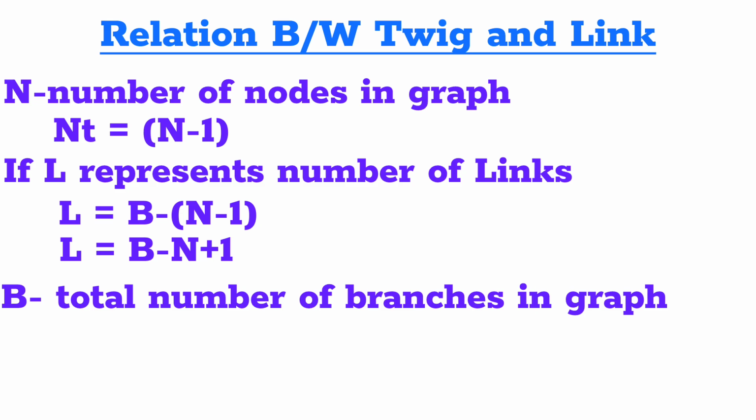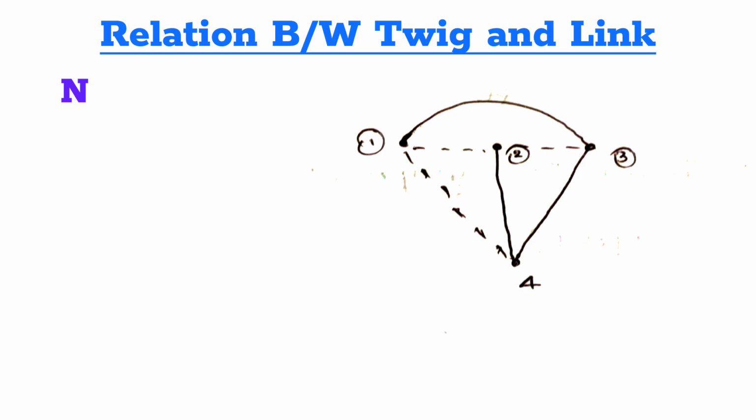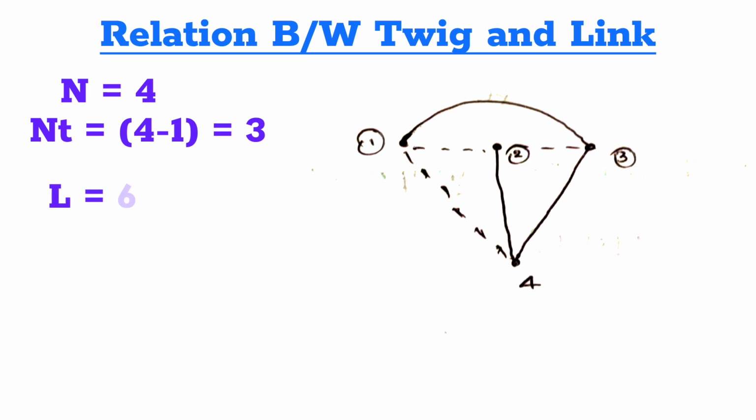Hope you understood. Okay, let us calculate for this graph. Here the number of nodes is 4 in total. So the number of twigs will be 4 minus 1. As I told, the number of twigs will be equal to the number of nodes minus 1. So twigs will be 3. We have already drawn the tree graph, and from that we also got to know that twigs equal 3. And when it comes to links, the formula is b minus n plus 1. So 6 minus 4 plus 1, links will also be equal to 3.